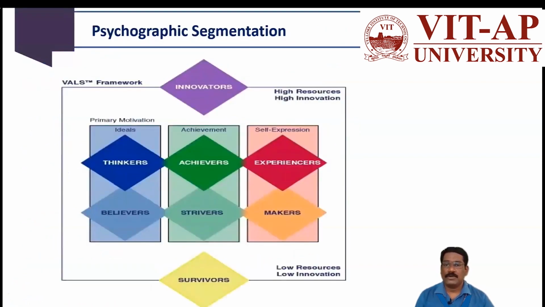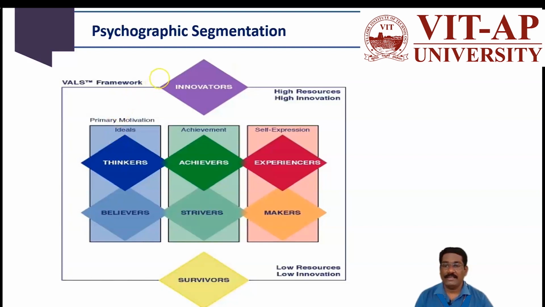So let's talk about the VALS framework. You can see in the vertical axis, you have innovators and survivors. Innovators on the one end have high resources and a high innovation mindset, and survivors have low resources and low innovation. And you have to think there are different classifications made based on the motivation.